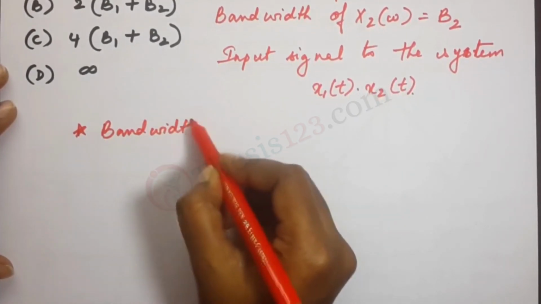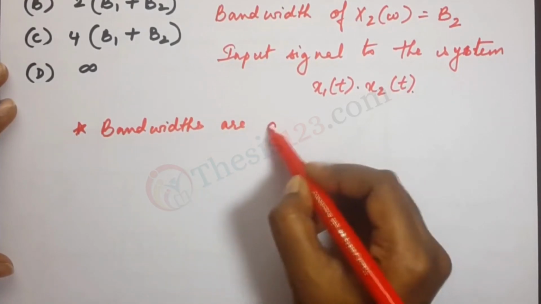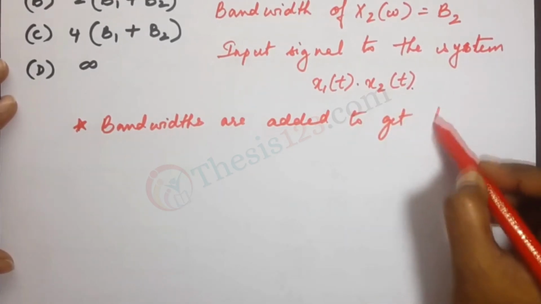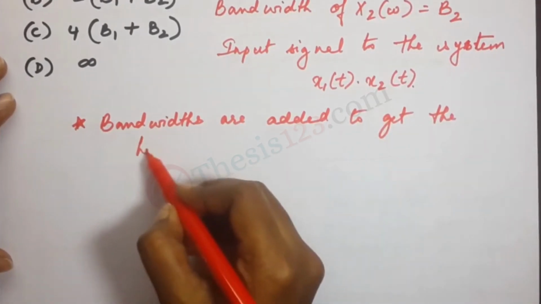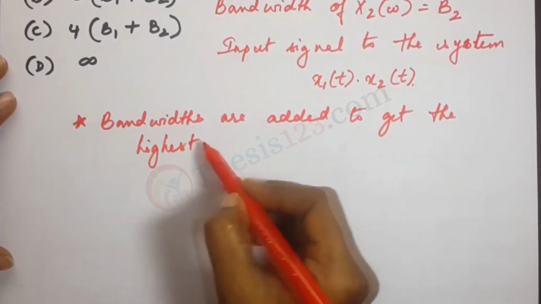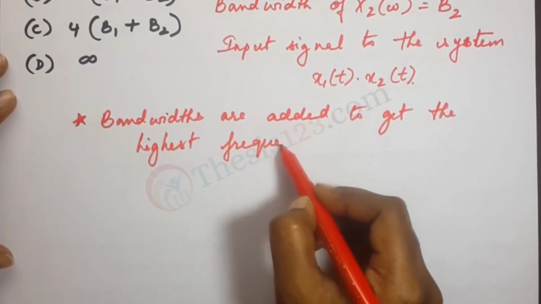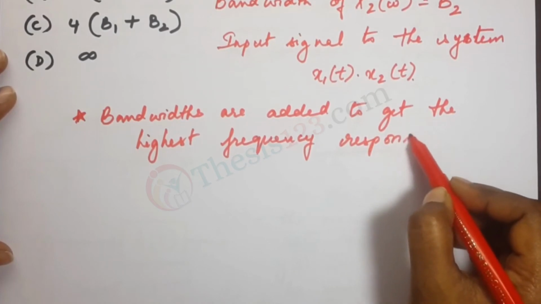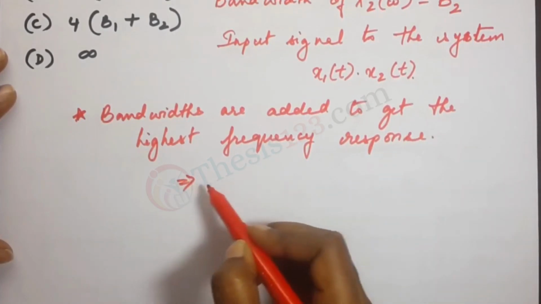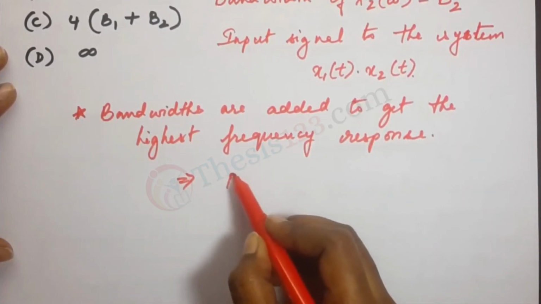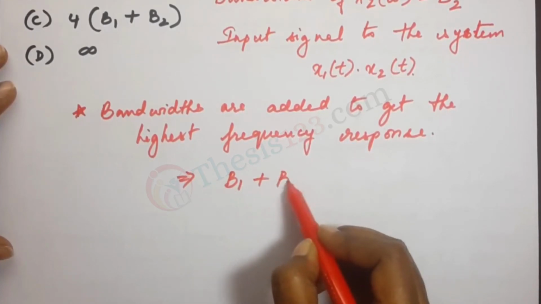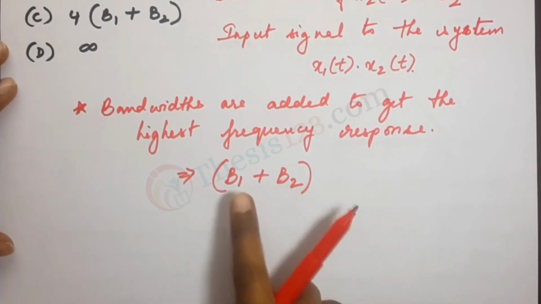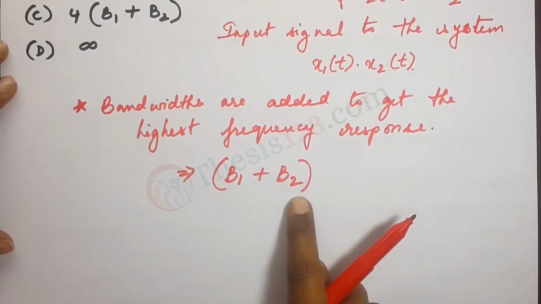Bandwidths are added to get the highest frequency response. So this means that the bandwidth would be B1 plus B2. Now this is the general sampling rate, B1 plus B2.